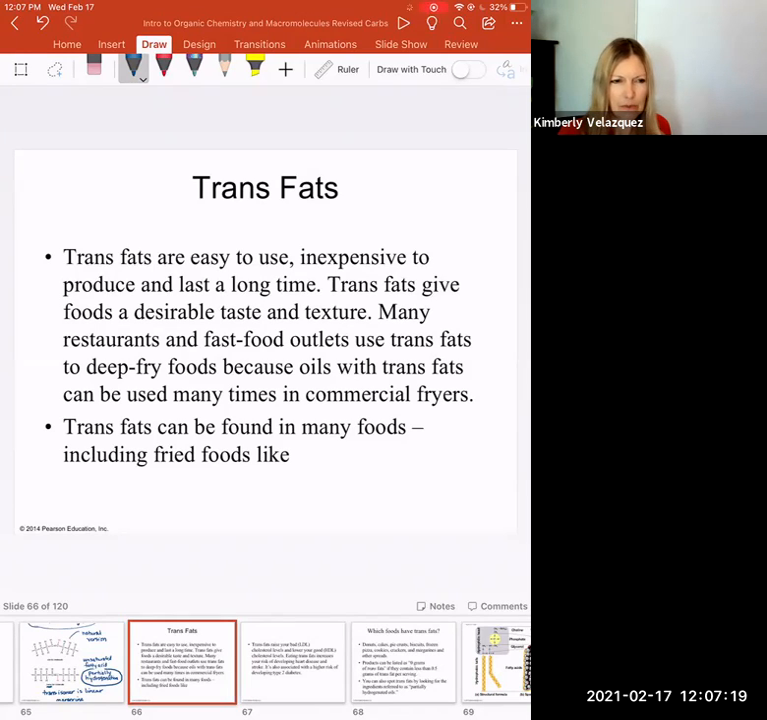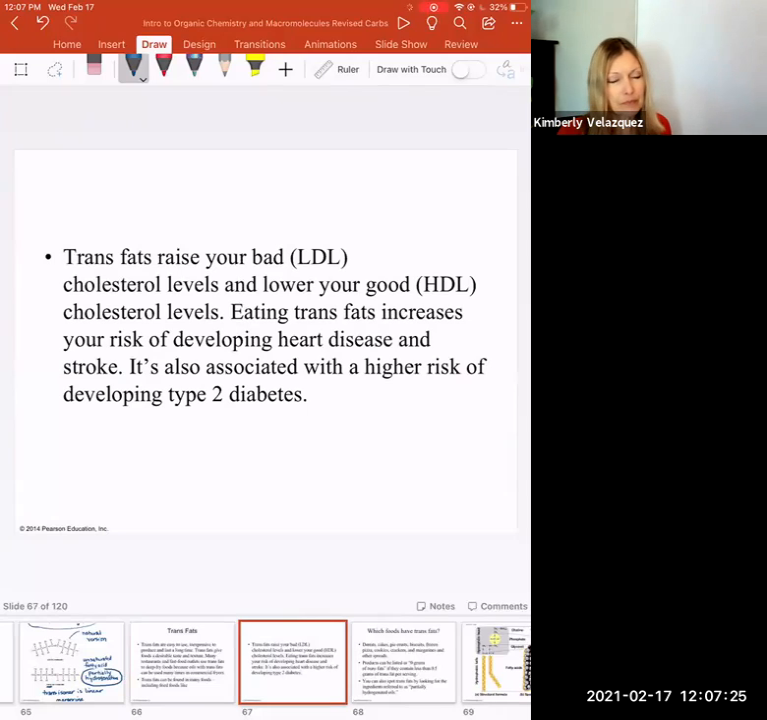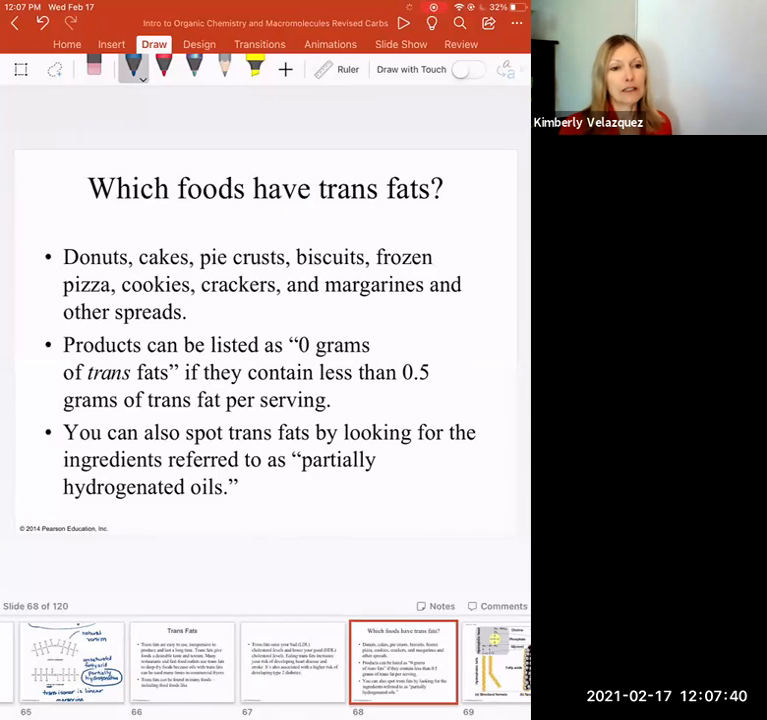So they were inexpensive, they lasted a long time, they gave a desirable taste and texture. They raise your bad cholesterol, lower your good cholesterol, increase your risk of developing heart disease and stroke. It's associated with a higher risk of developing type 2 diabetes. So dangerous. So again, just because something says no trans fat, it means it has less than half a gram of trans fat per serving.